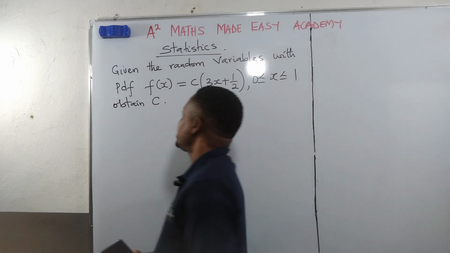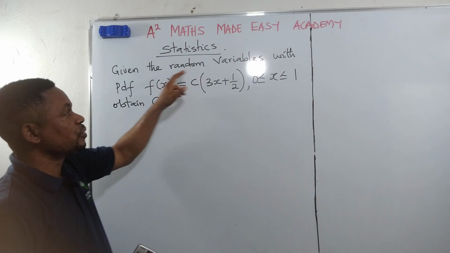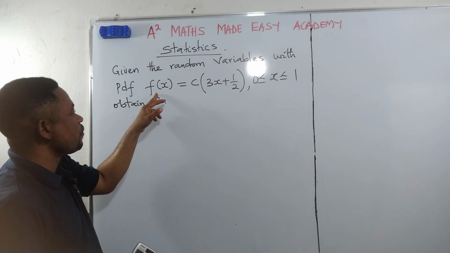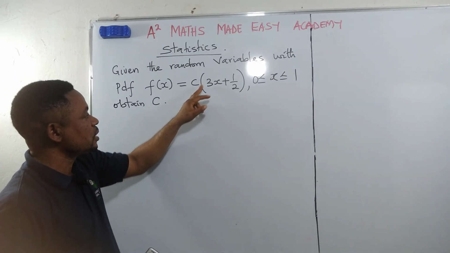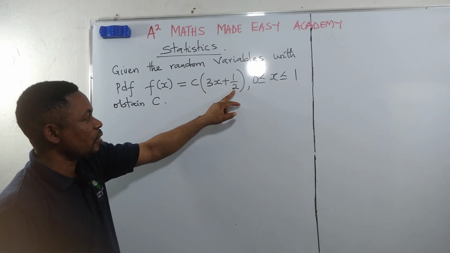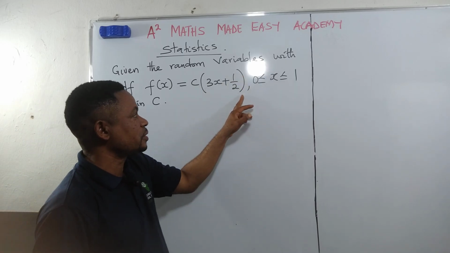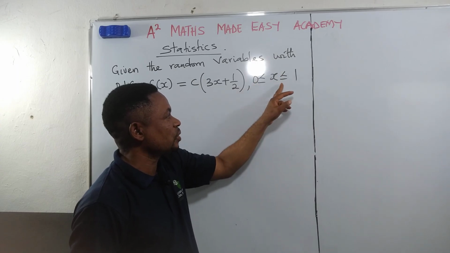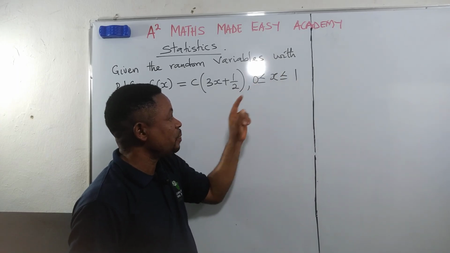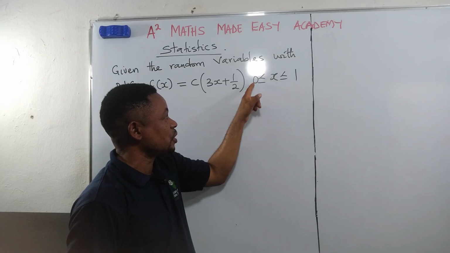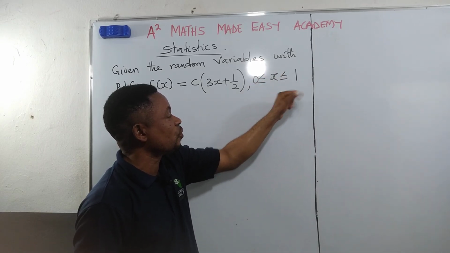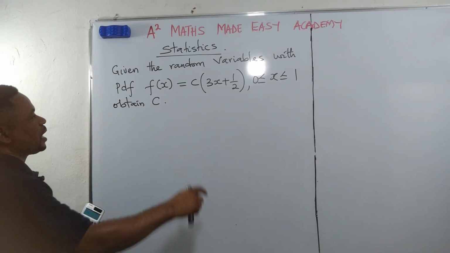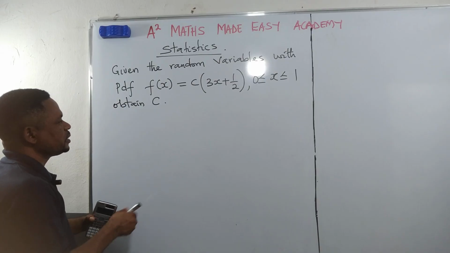Now look at the question here. The question says, given a random variable with PDF f of x equal to c bracket 3x plus 1 over 2 close bracket, where x is greater than or equal to 0 but less than or equal to 1. I repeat, where x is greater than or equal to 0 but less than or equal to 1. And they said you should obtain c. Now we're looking for c, and that c is called a constant. Now this thing is very simple.